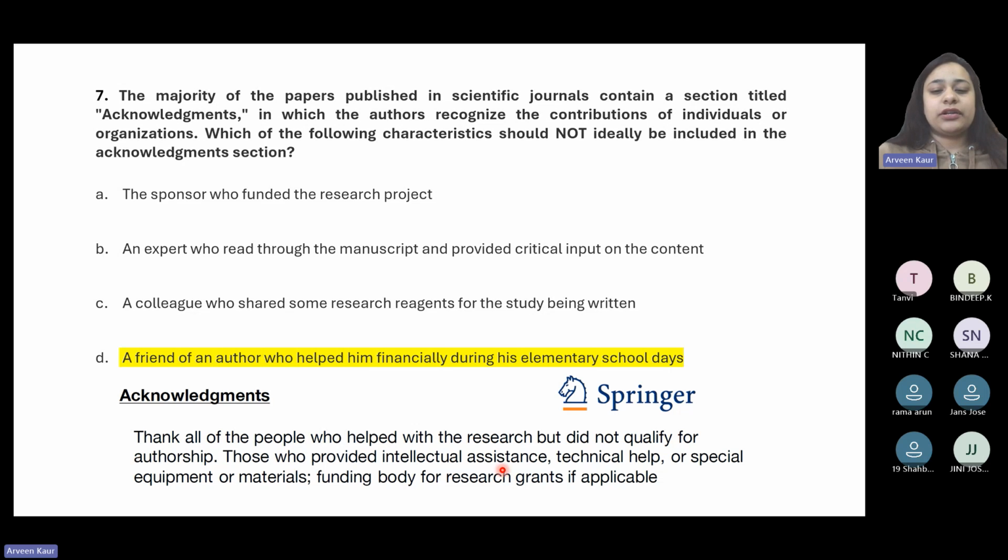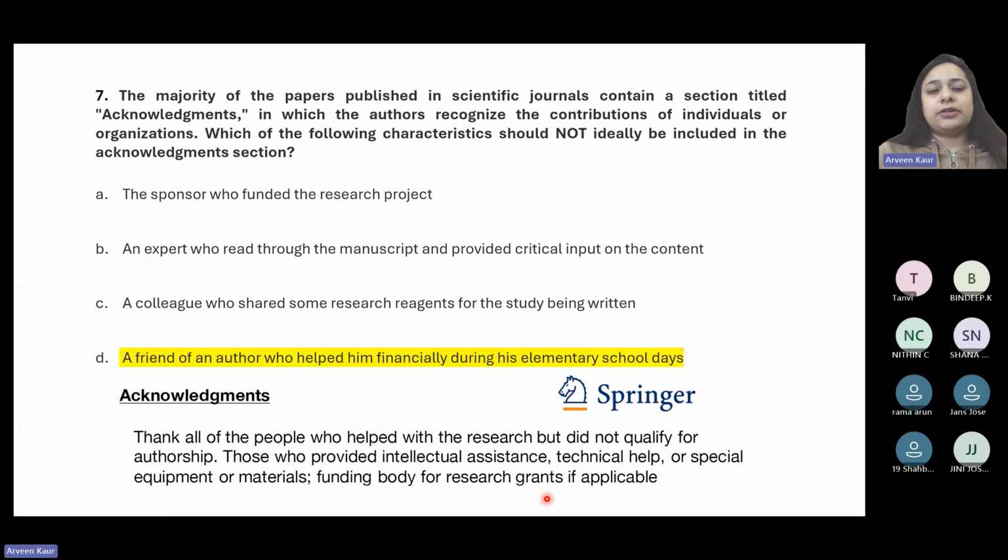Also the funding body for research grants if applicable, right? So for instance, there was a research grant that was written and it was granted to me, right? And I'm working on that particular topic on which I had written this grant. So now if I'm publishing a paper, I should also mention those grant funding agencies, that okay, these are the people who have financially supported my research, right? They have funded my research, and so they also deserve a mention in the acknowledgements, right?